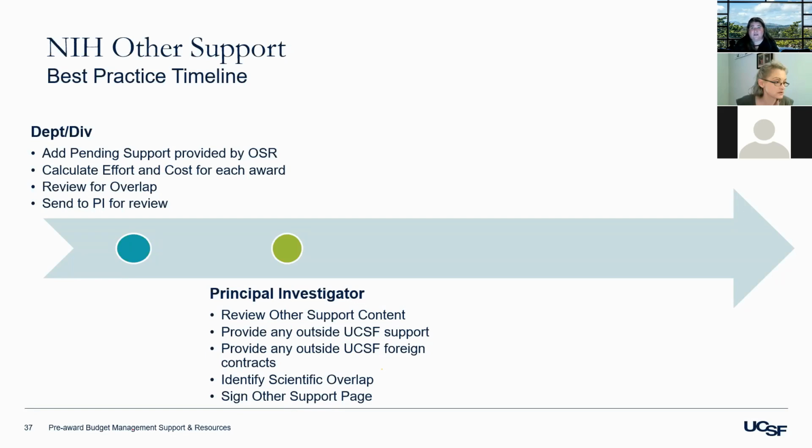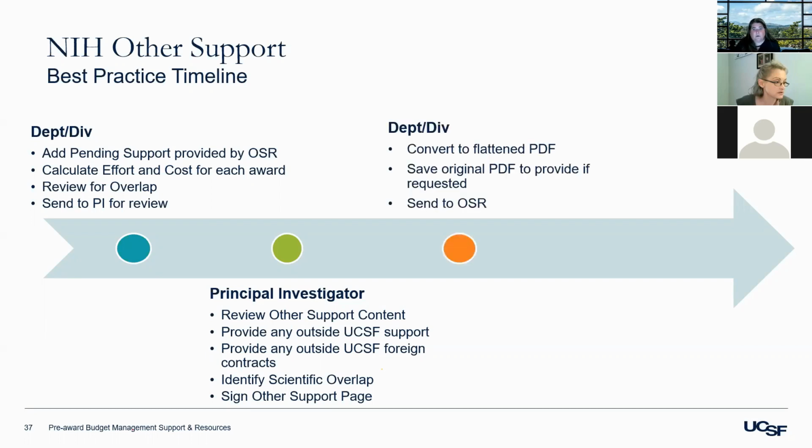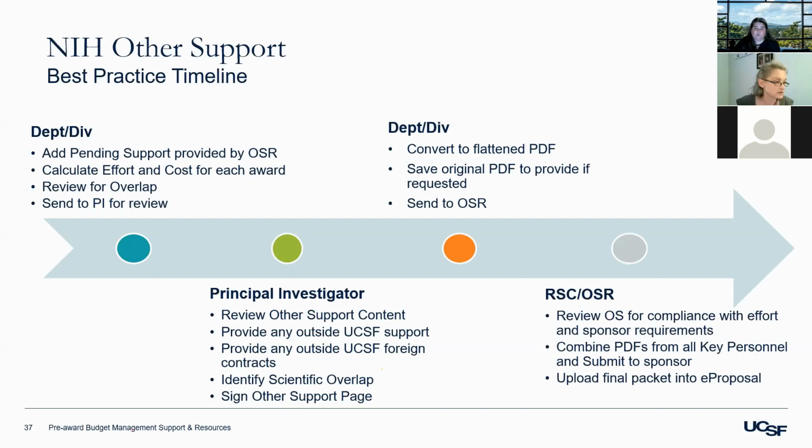Same thing for contracts. If it's an outside contract with a foreign entity that did not go through UCSF, we're not going to have access to those contracts. So that really is the responsibility of the PI to provide those. They also need to identify any scientific overlap and then, of course, sign the other support page. Department or division convert to PDF, make sure you're saving the original, send to OSR. OSR is going to review for compliance with effort and sponsor requirements, combine a PDF from all the key personnel and submit to the sponsor.